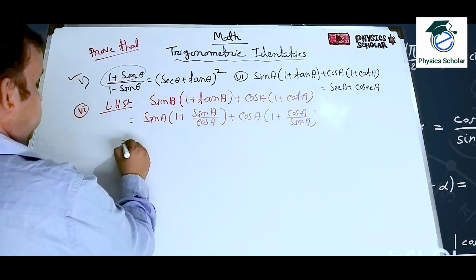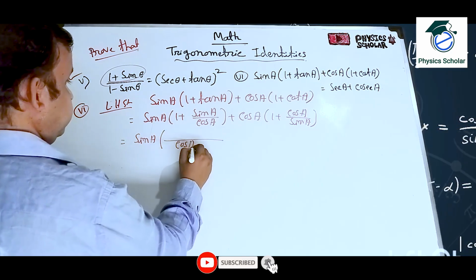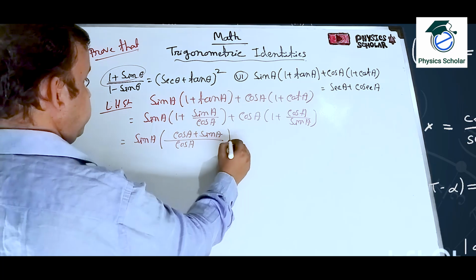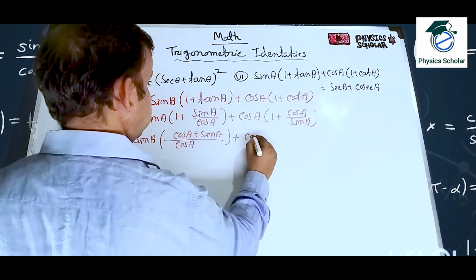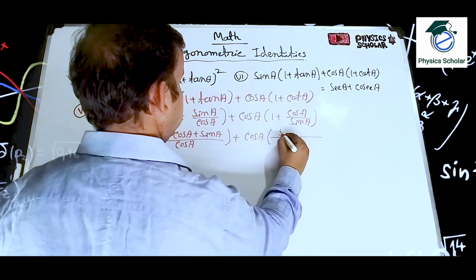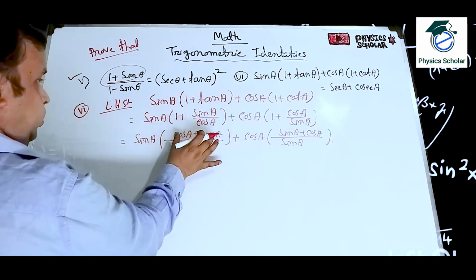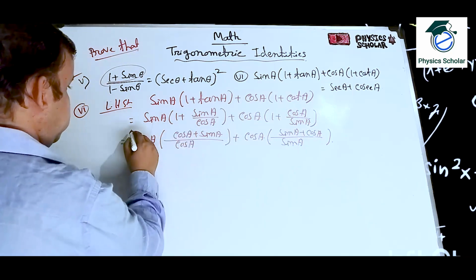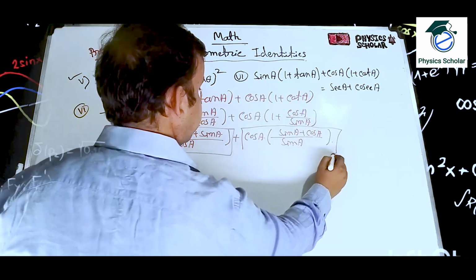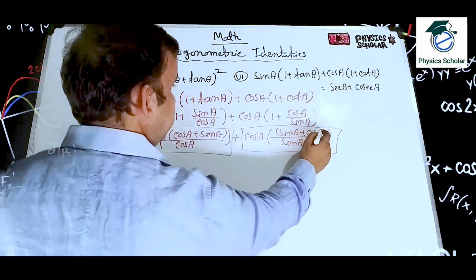Clear? So sin A into cos A will be the LCM. So it will be sin A into (cos A plus sin A) by cos A, plus cos A into (sin A plus cos A) by sin A. Clear? So see, sin A plus cos A in this is one term and that is another term. Clear? From both terms, what is common? Sin A plus cos A.